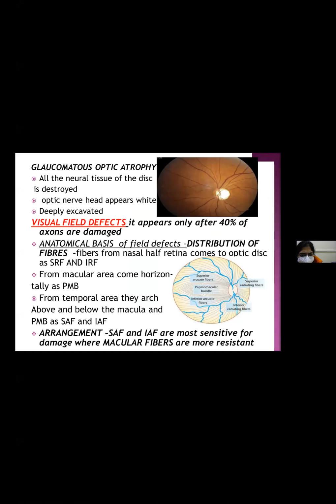Anatomical basis of field defects: the distribution and arrangement of fibers. Fibers coming from the nasal half of the retina come to the optic disc as superior radiating fibers and inferior radiating fibers. From the macular area, they come horizontally as the papillomacular bundle. From the temporal area, they arch above and below the macula as superior arcuating fibers and inferior arcuating fibers. Superior and inferior arcuating fibers are most sensitive to damage, whereas macular fibers are more resistant.